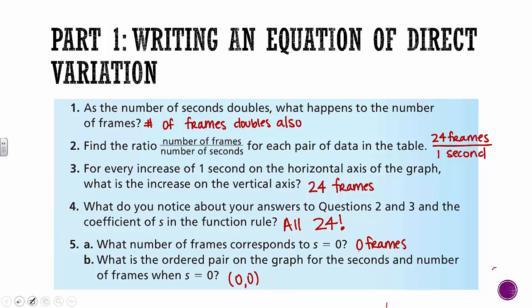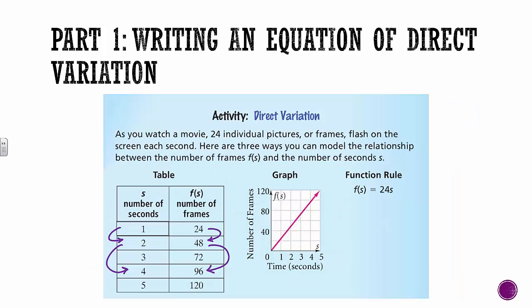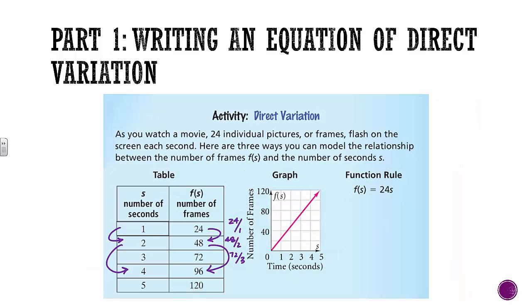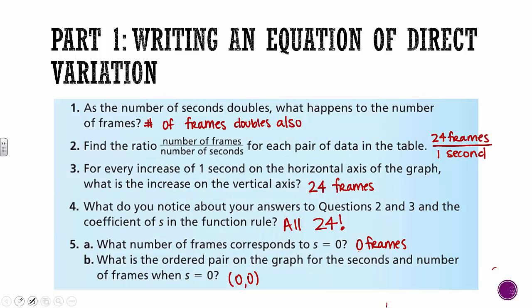Find the ratio of the number of frames per second for each pair of data. So the first one's easy, it's just 24 over 1. But then this next one's 48 over 2. But if you simplify it, you still get 24 over 1. Same thing with 72 over 3. For every increase of 1 second on the horizontal axis, the increase on the vertical axis is 24. So if I go over 1, this is up 24. Over 2, it's up 48, on and on.